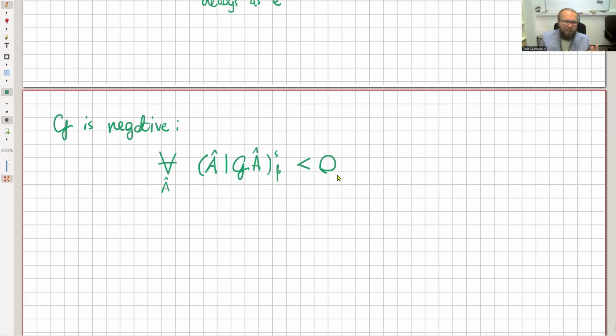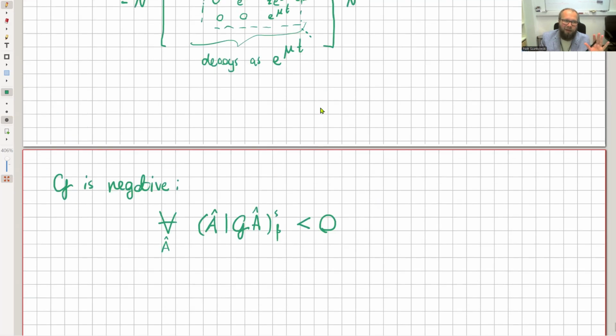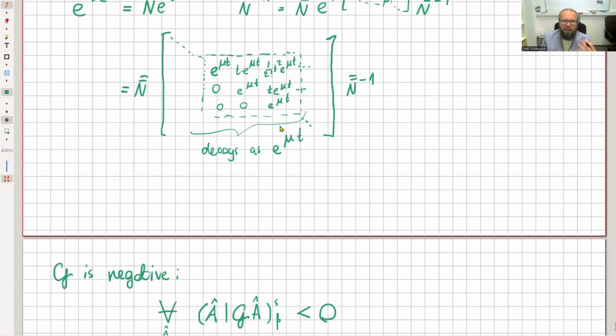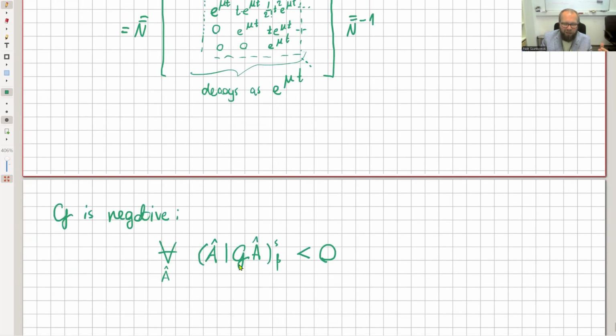But we don't want it to be semi-definite, because we want to be sure that the real parts of all eigenvalues are strictly negative, so that we have exponential decays everywhere. And why am I talking about G? We need to show that the eigenvalues of the full iJ plus G have negative real part.